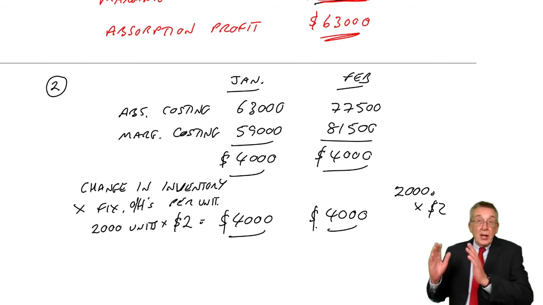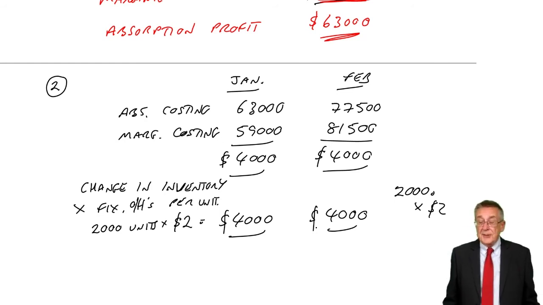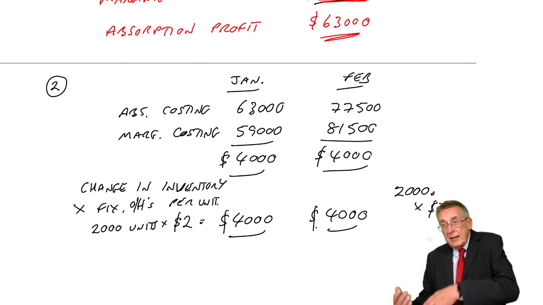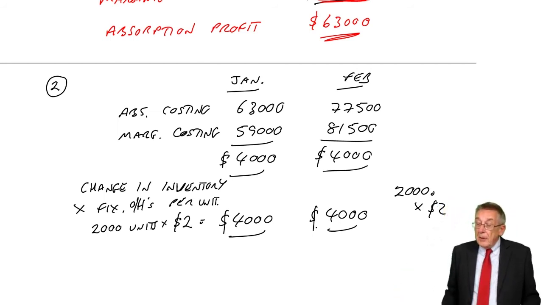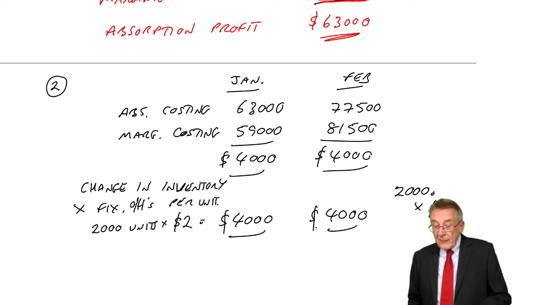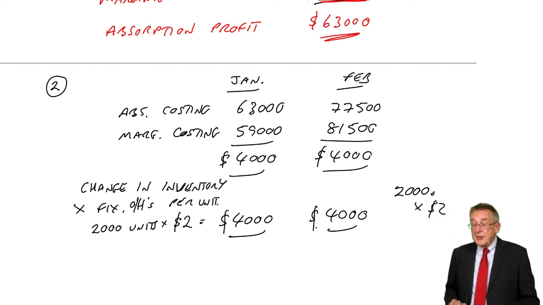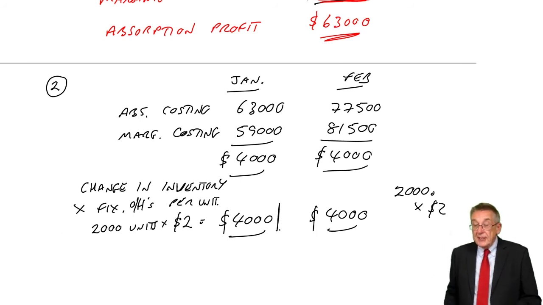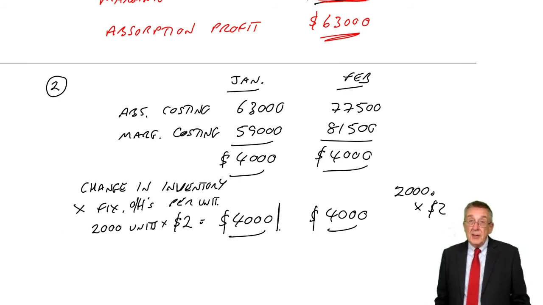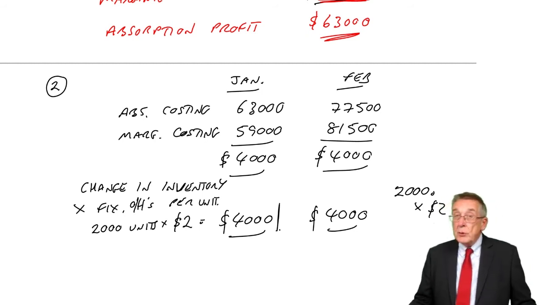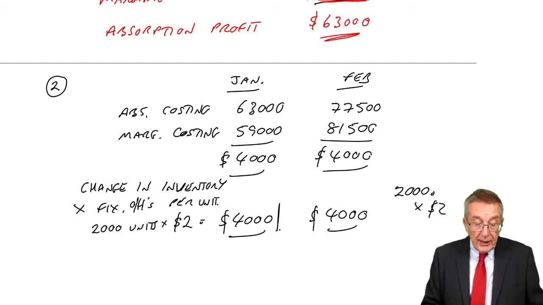If you think about it in the long term, it won't make any difference, because closing inventory is opening inventory for the next month. But from month to month, we will end up with different profits for the reasons I have explained. And so learn two things here. Learn that the difference is change in inventory times fixed overheads per unit. But also learn which one gives the higher. Look at note 3.